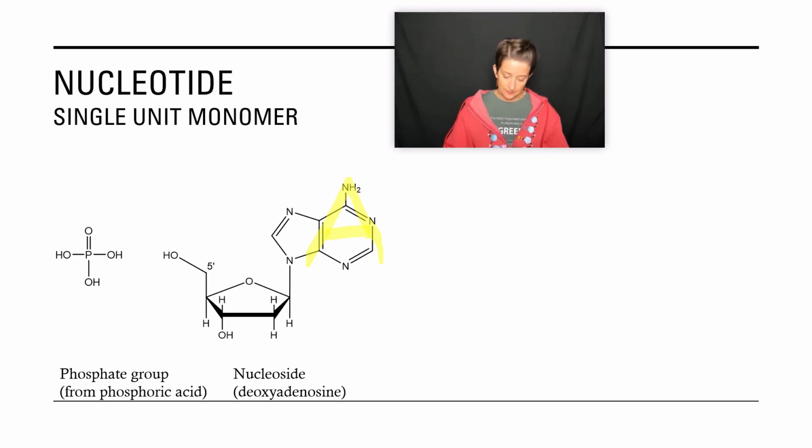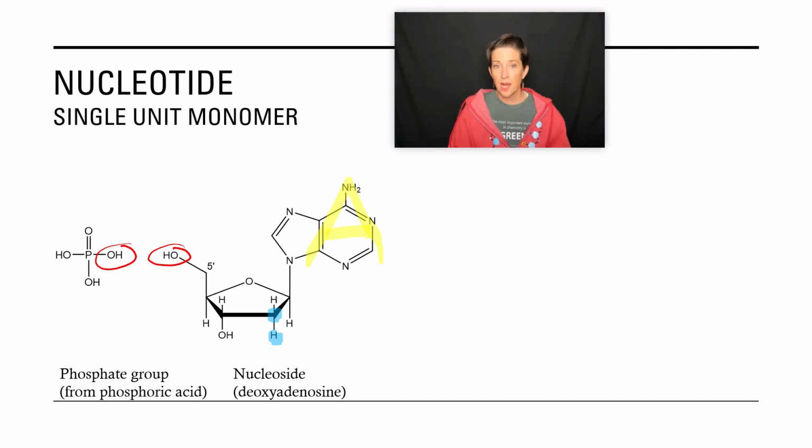Looking at our sugar. Going to carbon 2 is without that oxygen, and that is where we get the name deoxyadenosine. We are going to combine that phosphate group onto the nucleoside. This occurs with the reaction between a hydroxyl group from phosphoric acid and the hydroxyl group on the 5' carbon.